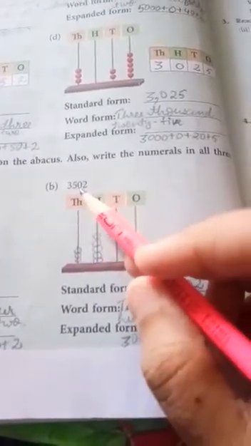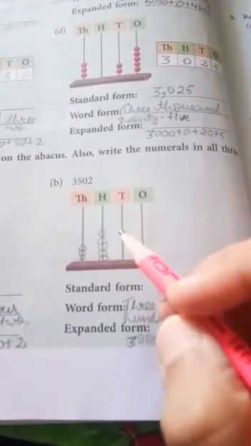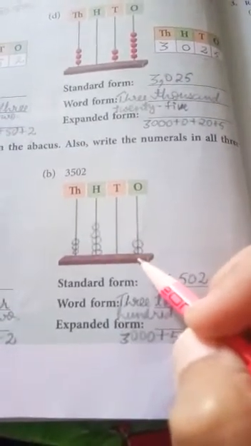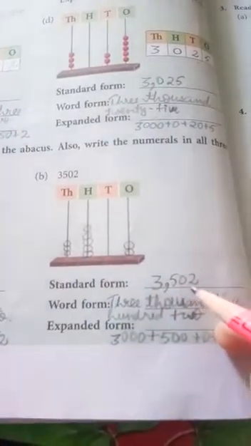And in the tens place 0 is written, so we will not make any beads there. Then in the ones place 2 is written, so we will make 2 beads on the ones rod. So our standard form number will be 3,502.